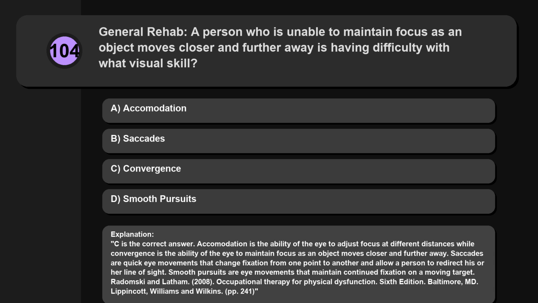Saccades are quick eye movements that change fixation from one point to another and allow a person to redirect his or her line of sight. Smooth pursuits are eye movements that maintain continued fixation on a moving target. Radomski and Latham, 2008, Occupational Therapy for Physical Dysfunction, 6th edition, Baltimore MD. Lippincott, Williams and Wilkins. Pages 241.